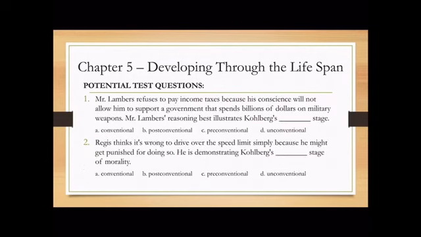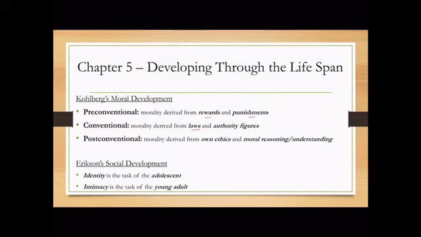Mr. Lambers refuses to pay income taxes because his conscience will not allow him to support a government that spends billions of dollars on military weapons. So his reasoning best illustrates the post-conventional stage. Again, he doesn't have to be correct, but he's using his own conscience to inform his moral decisions, and that's what makes it post-conventional: your own ethics, your own moral reasoning and understanding.